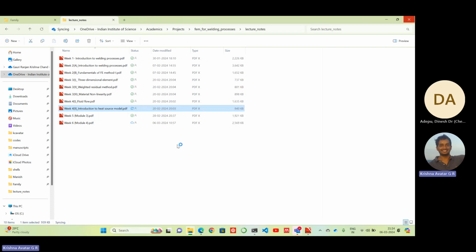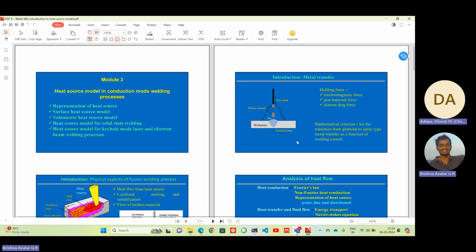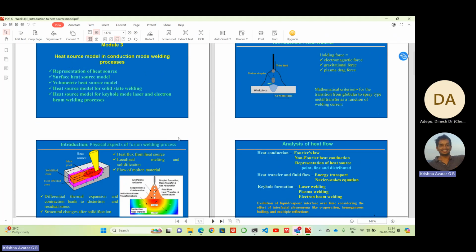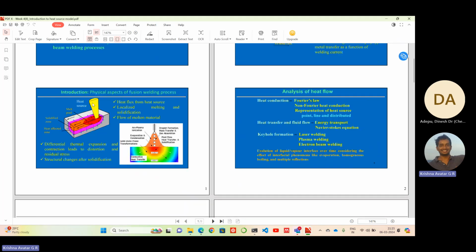Then we come to the heat source model. So here is where we start. We'll just look at the mathematical description. The idealized form is this way: we have some heat source and then we have this melt pool, and we want to model how this melt pool expands. This is what ultimately provides the heat to the adjoining areas. Then we have this heat affected zone, and the surrounding area will be the solidified zone.